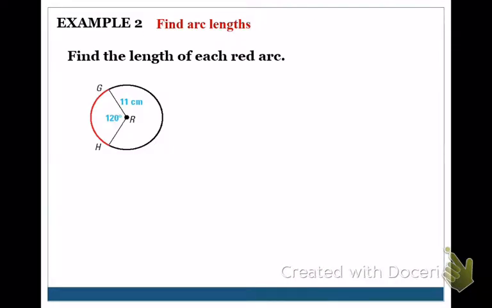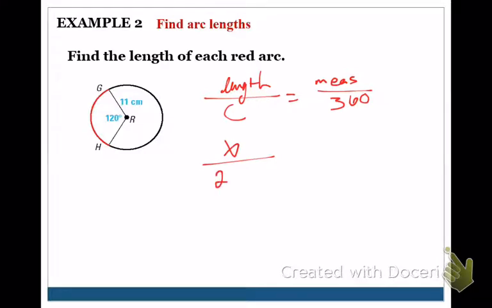Find the length of each red arc. We want to find the length of this arc right here. What we just saw is length compared to circumference, because they're the same type of measure, is equal to the measure compared to the entire degree measure of a circle. Arc length we don't know, that's going to be our x. The circumference is going to be 2 times pi times r. And that's going to be equal to the measure of the arc, which is 120 because the central angle is, compared to 360 degrees for the whole circle.